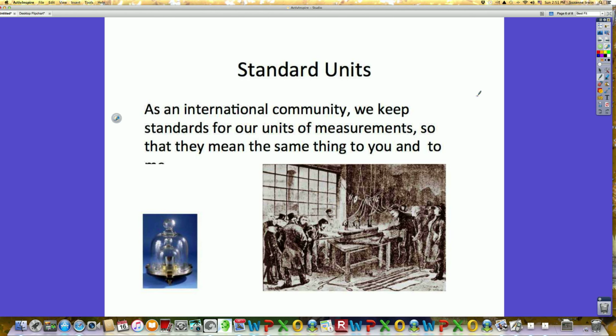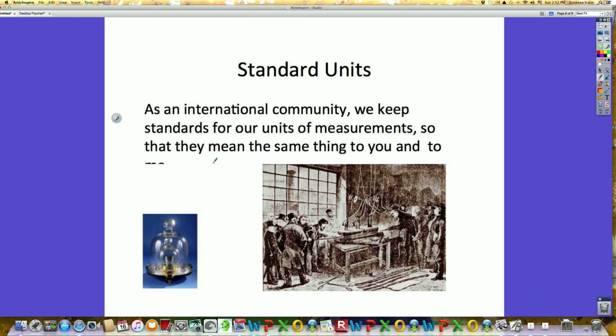So, how do we know how long a meter is, or how much mass is in a gram, or how much volume is in a liter? As an international community, we keep standards so that we know that every time we measure a meter stick, it actually is a meter long. Every time we mass a gram, we know that it actually is a gram, the same amount of stuff that we measured the day before and the day before.